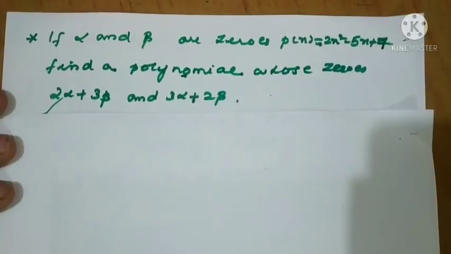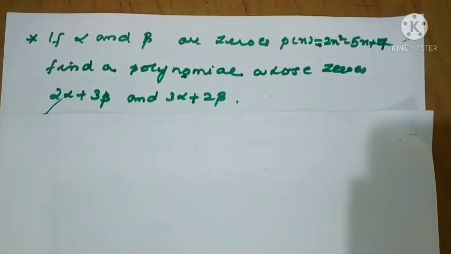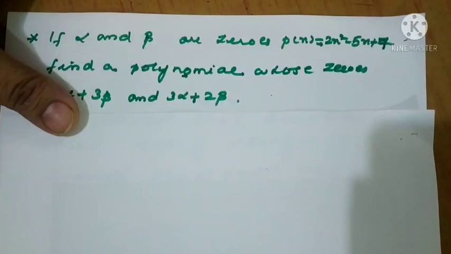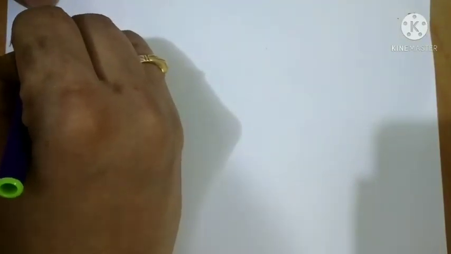Alpha and beta are the zeros of p of x equal to 2x square minus 5x plus 7. Find the polynomial whose zeros are 2 alpha plus 3 beta and 3 alpha plus 2 beta. So we'll write a solution now.